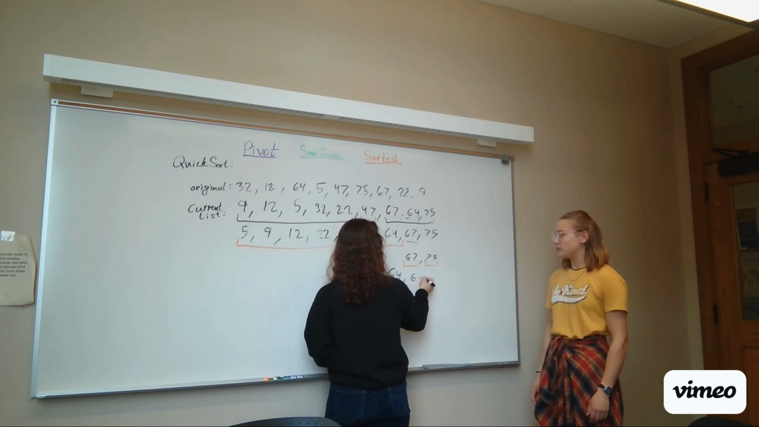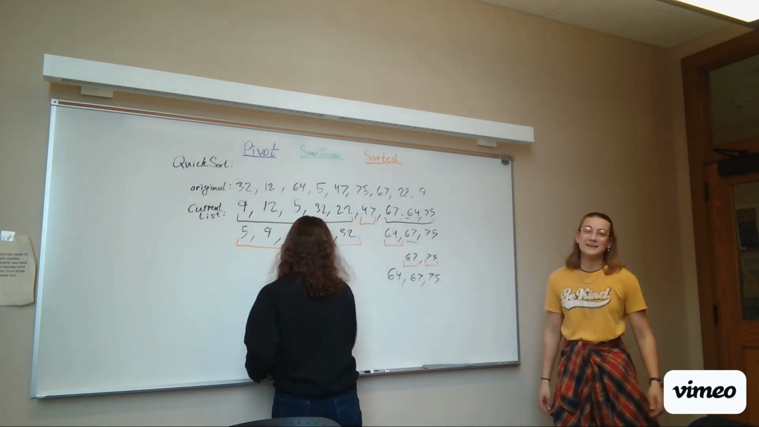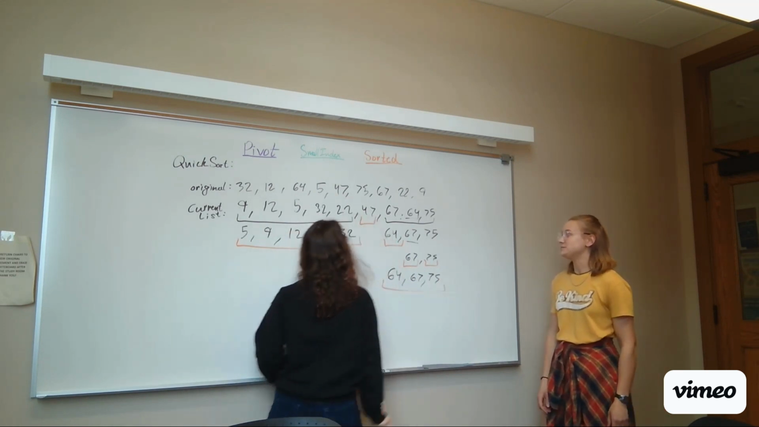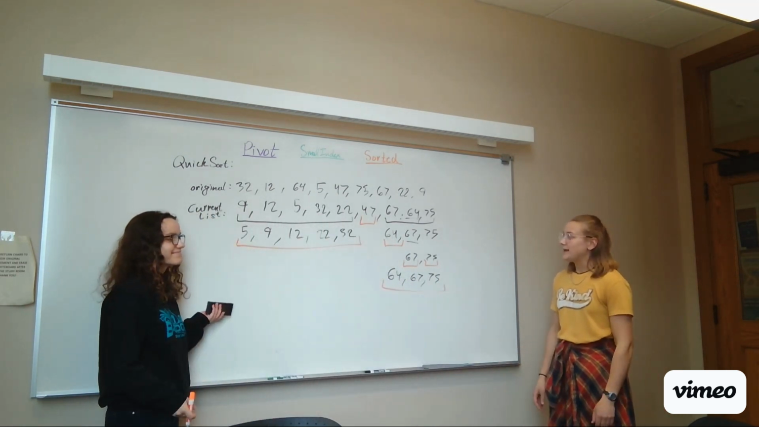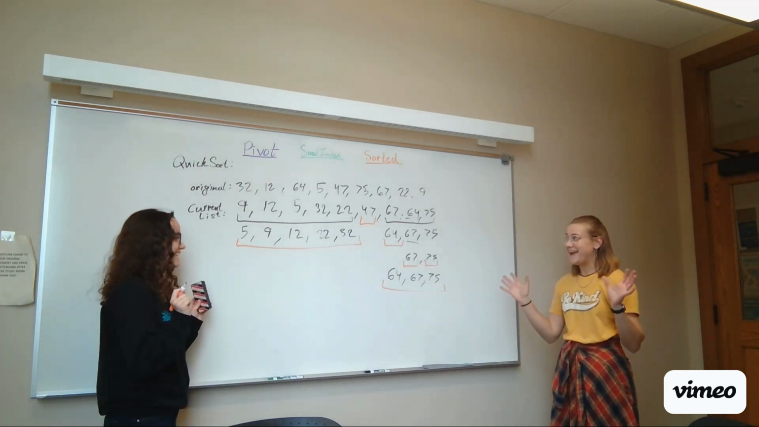And our final sorting of this list is 64, 67, and 75, which, perfect. And now we put all the lists back together. It's all sorted. Yay!